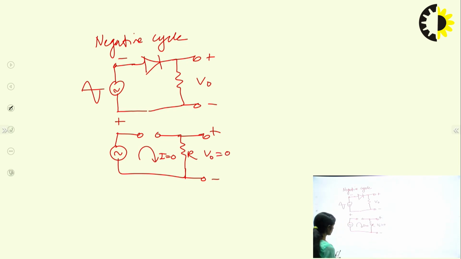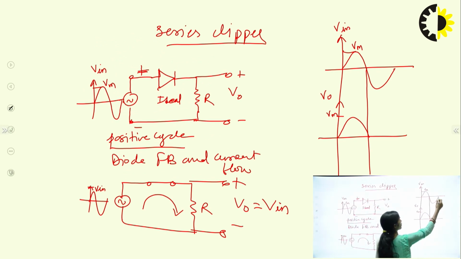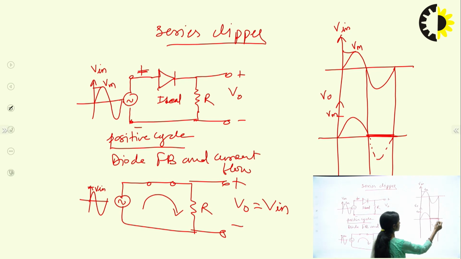So for this condition, if I go back to that slide, the output voltage for the negative cycle I am getting here is 0. So in this case, we can say the negative cycle is clipped here. This is clipped. So this is said to be the negative diode clipper.